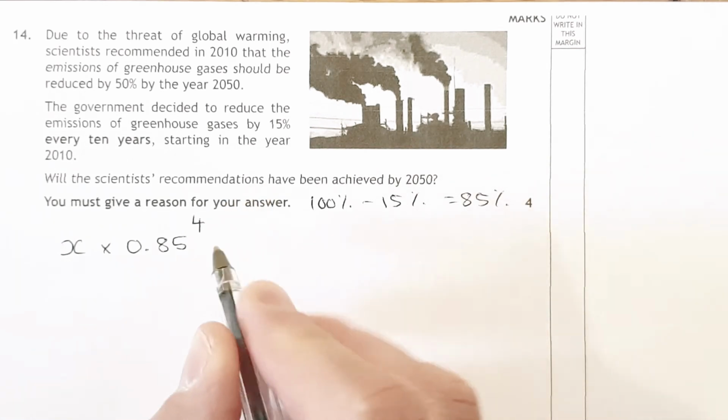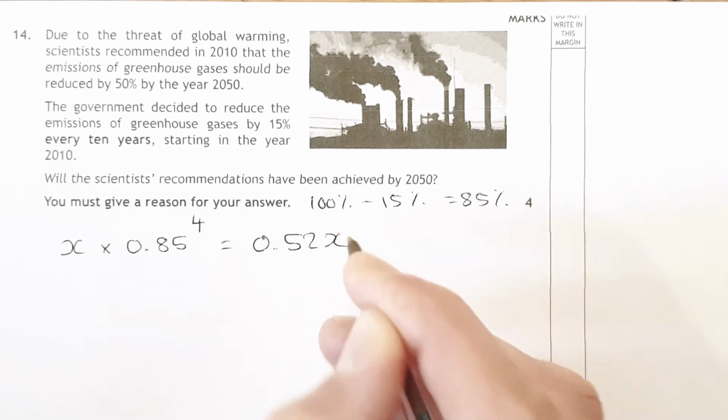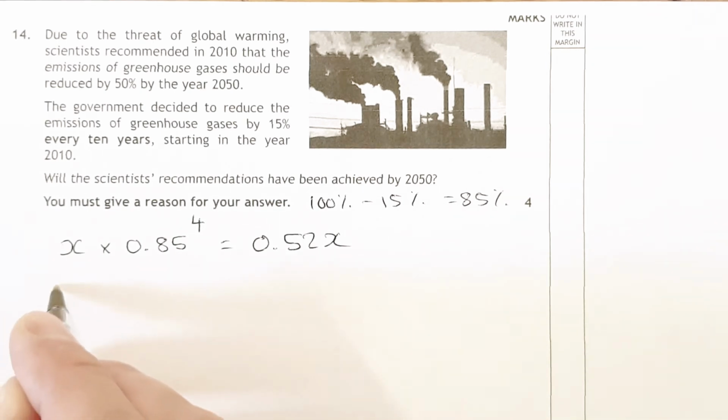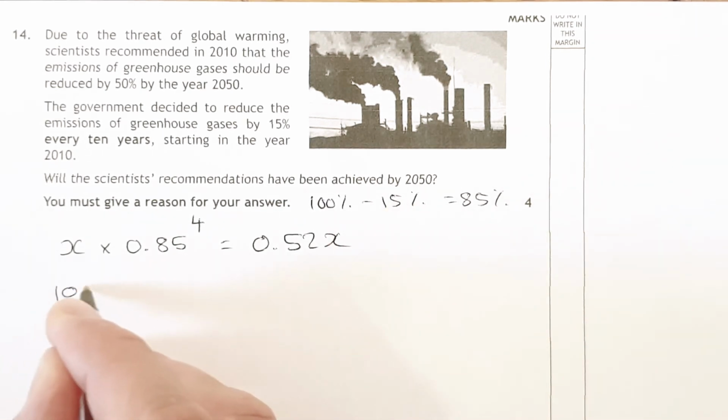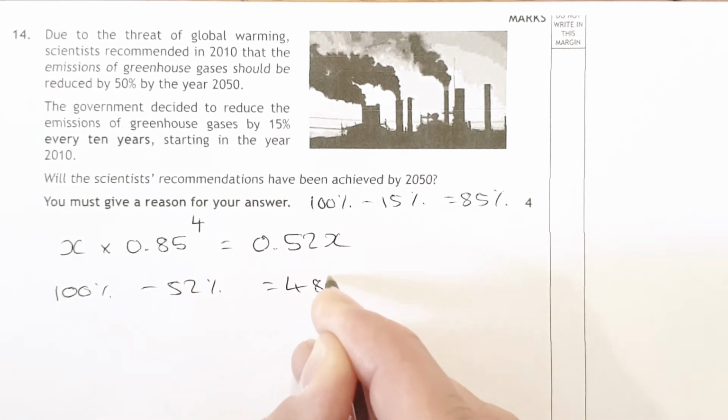When we do that, we get 0.52x. Now you might think, well that's more than 50, so yeah, they're okay, they've got past 50%, but they've gone from 100% down to 52% of the original, so it's actually only a 48% reduction. So 100% subtract 52% equals a 48% reduction.